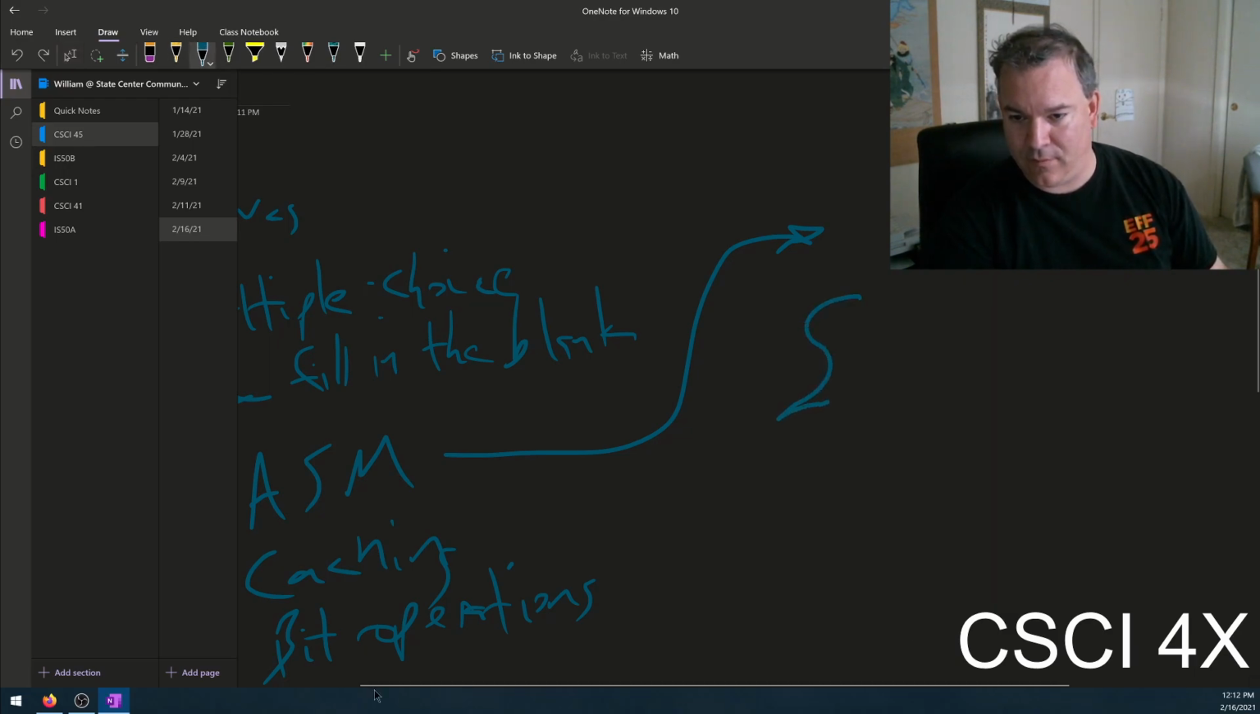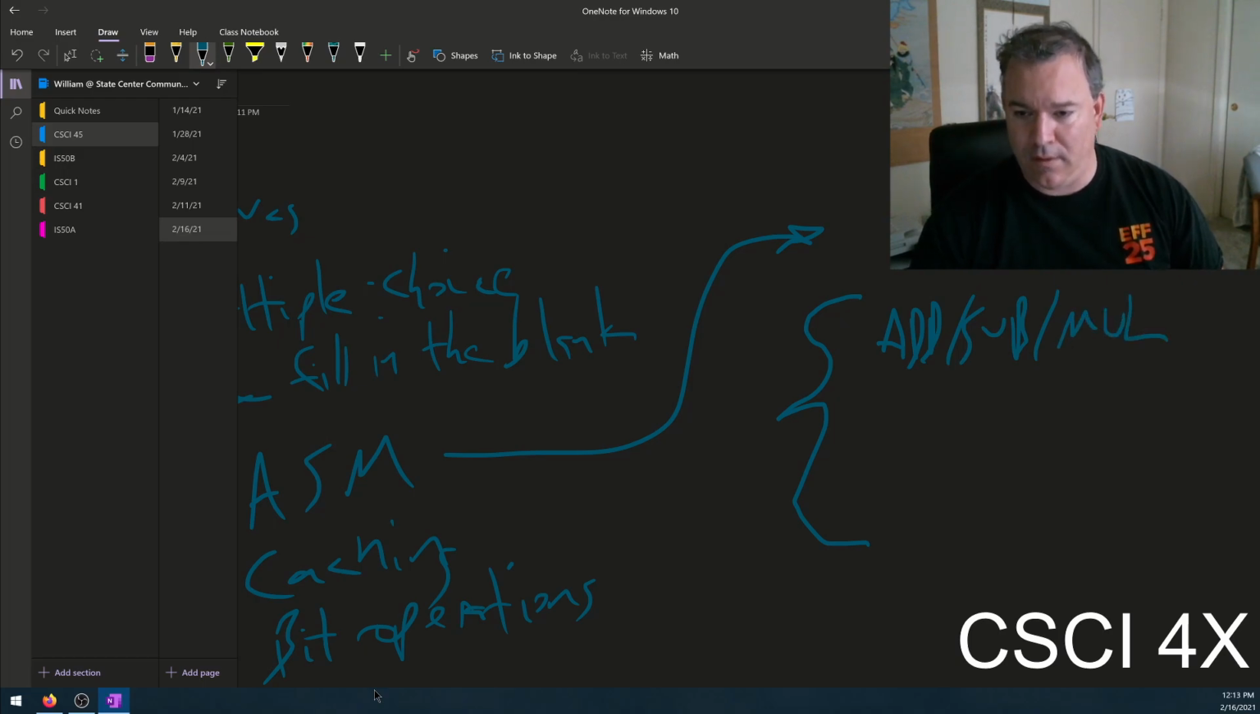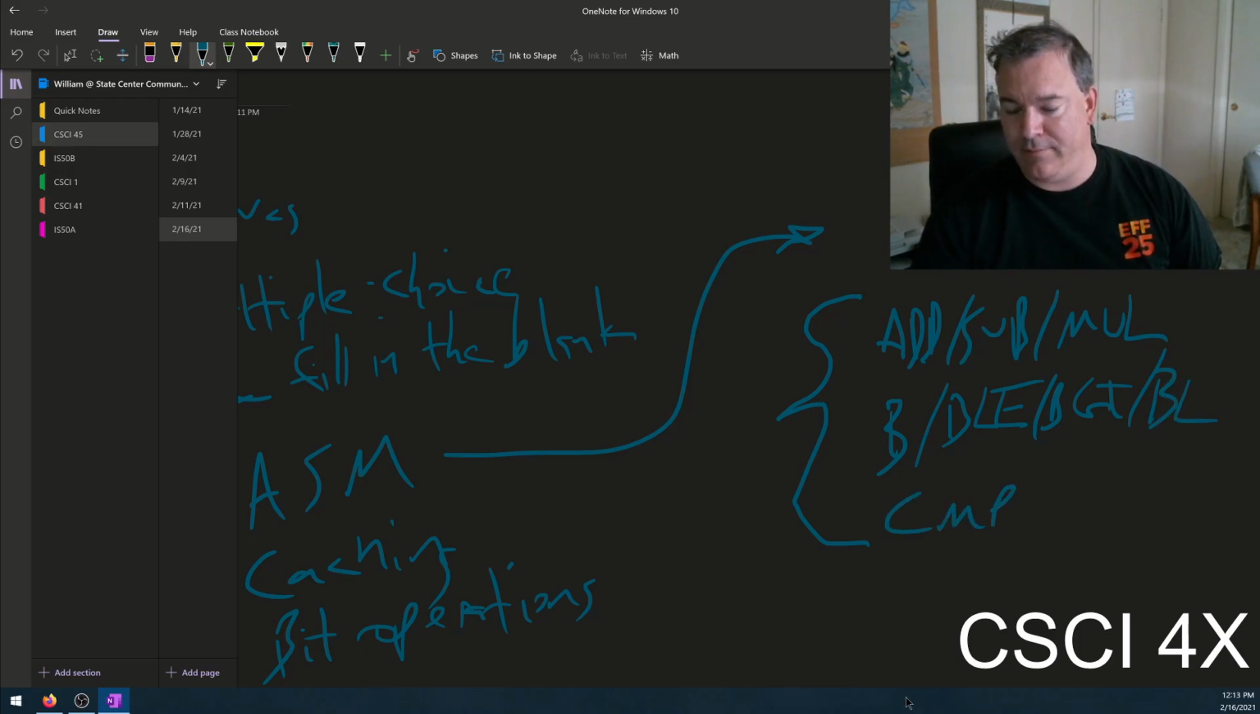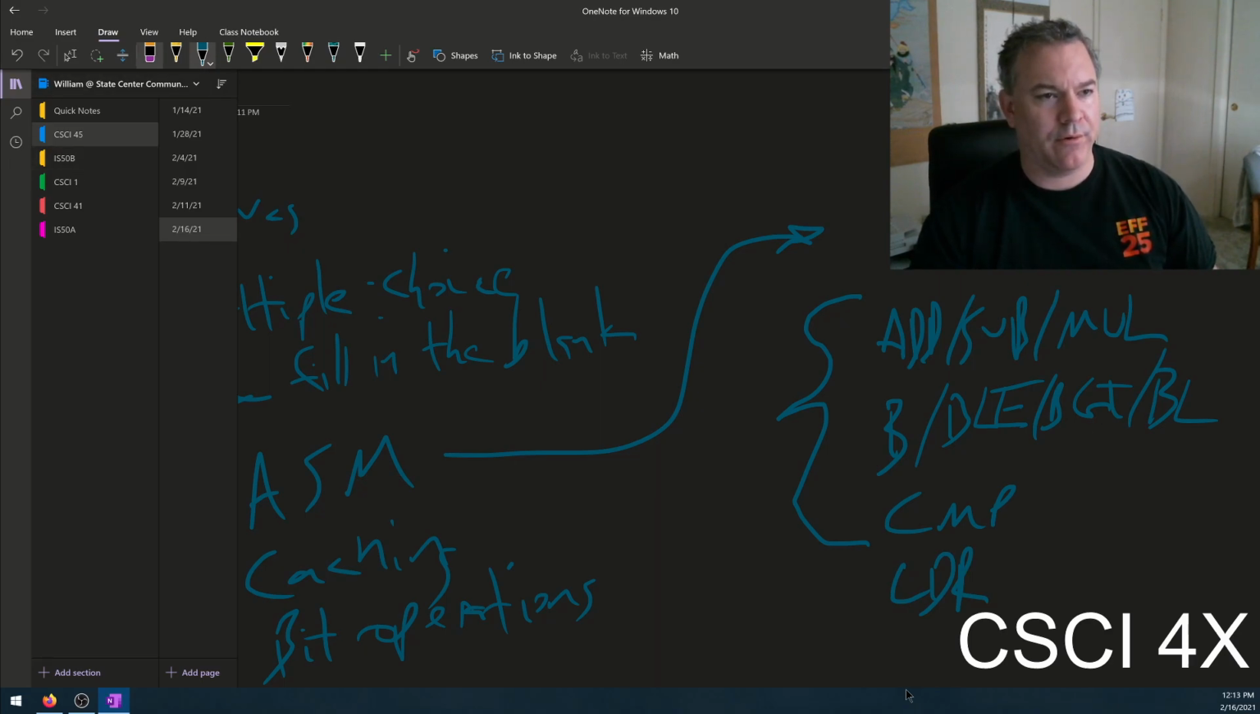Alright, so you need to know add, subtract, multiply. You need to know branch less than, branch greater than, branch with link, and all the variations thereof. You need to know comparison. What else do you guys use? Load, LDR, row major ordering.